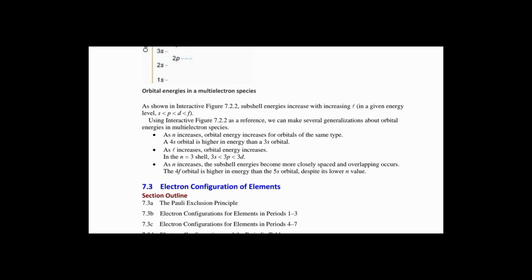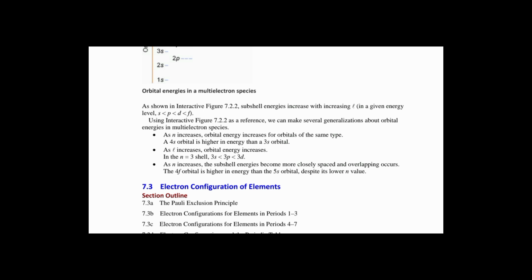Sufficient energy increases with increasing l. What is l? This is the azimuthal quantum number, the second quantum number. S, p, d and f are the orbitals.